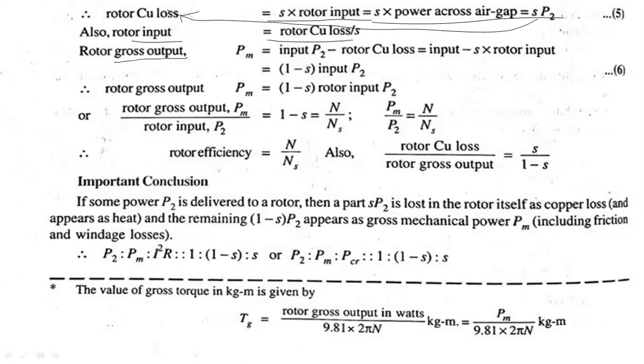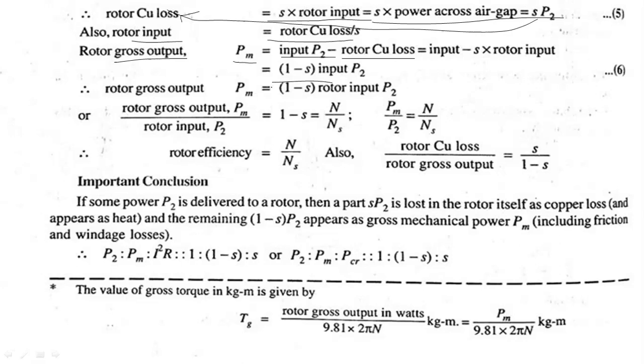Okay, so gross output PM is nothing but input minus rotor copper loss. We know that the gross output, the rotor output, is input minus rotor copper loss. What is the rotor copper loss? S into P2. So input minus S into P2. If you take the input common, it is 1 minus S, so P2 into 1 minus S. PM is equal to P2 into 1 minus S.